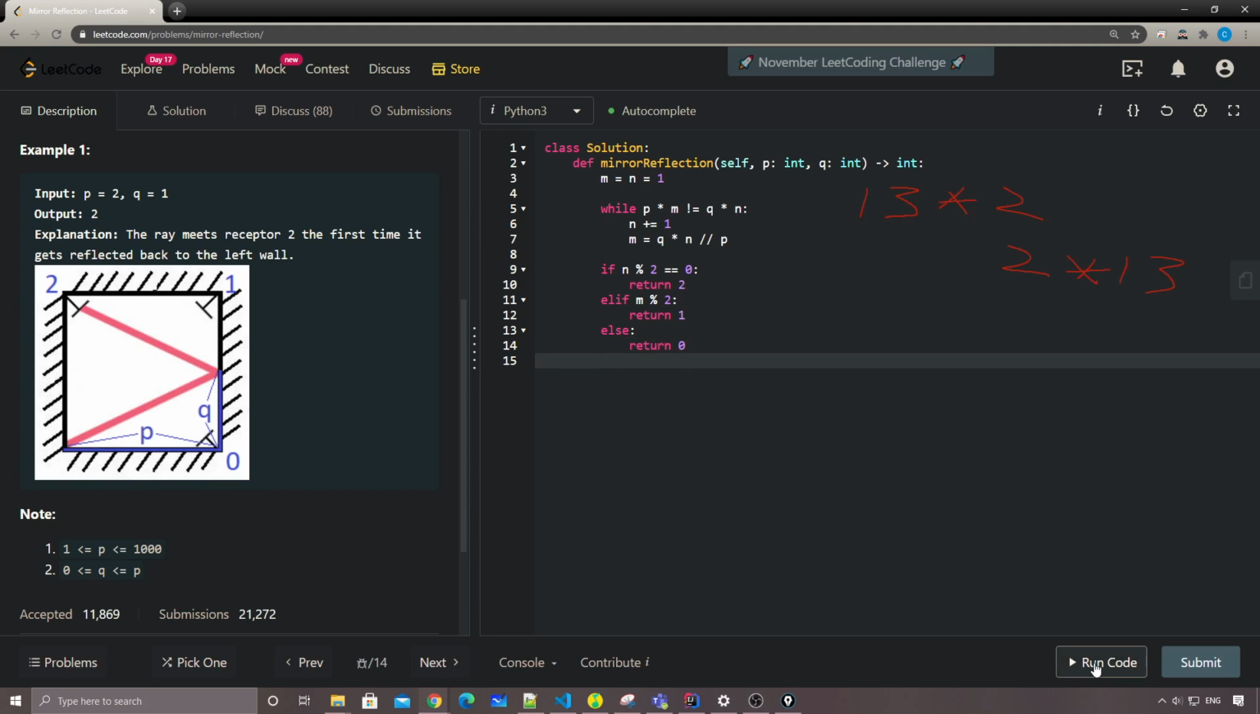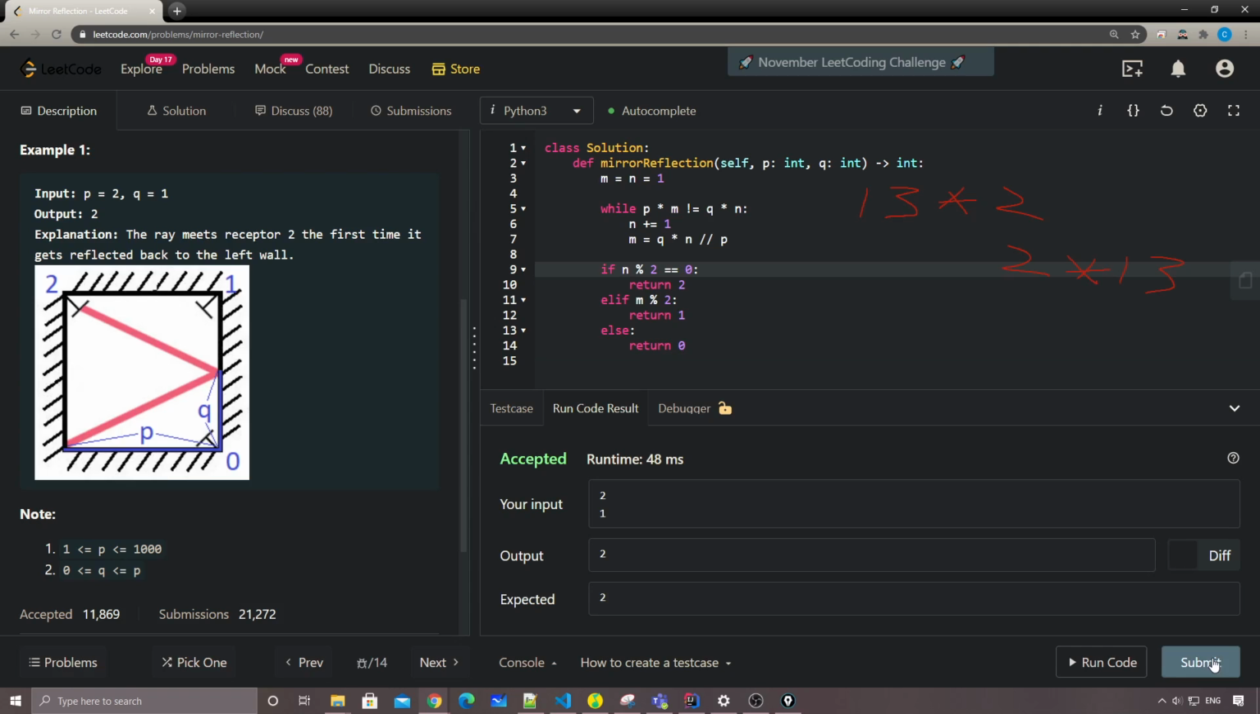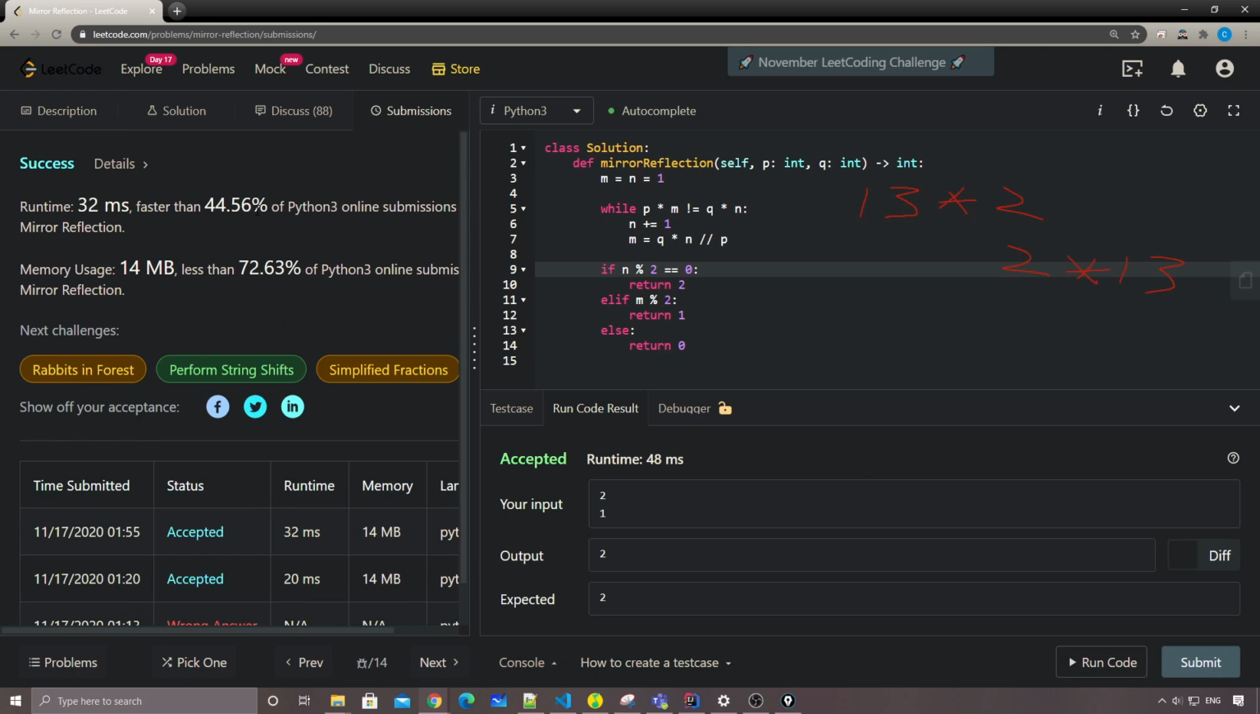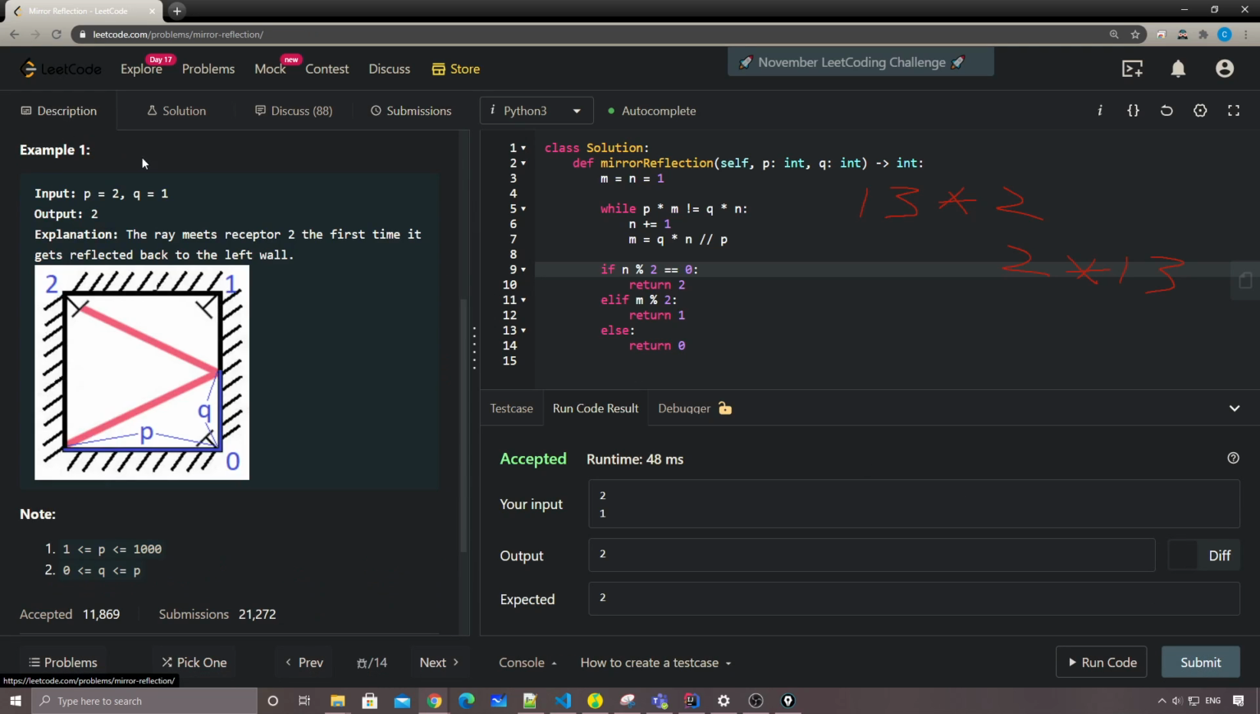All right. Run the code. All right, cool. Submit. Yeah, so it's accepted.